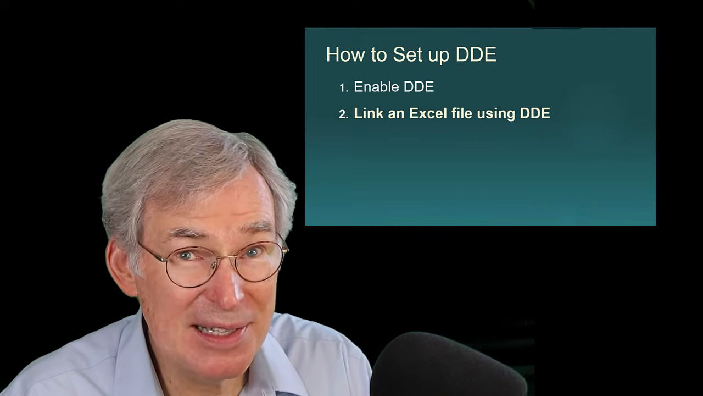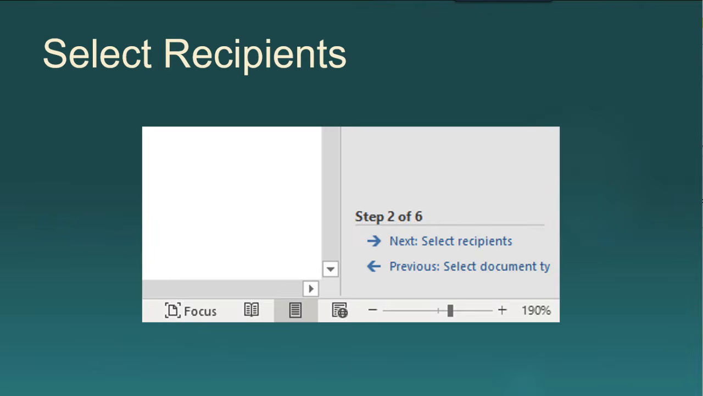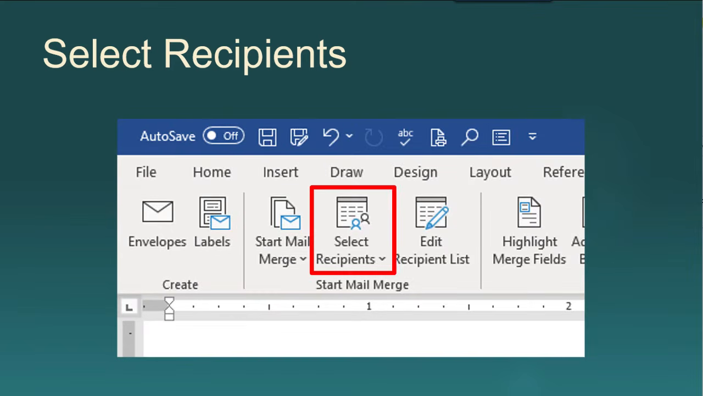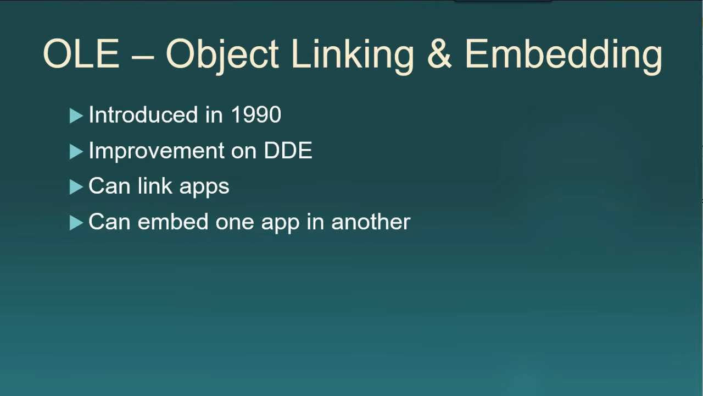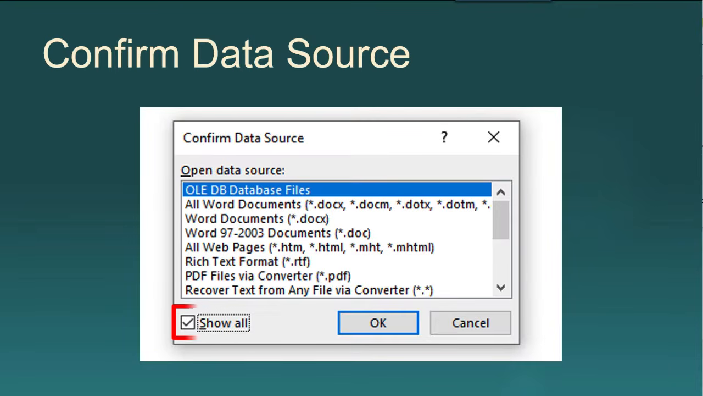Of course, there are 2 ways to select the data file. You can go to step 3 of Word's Mailmerge wizard, or you can simply click the Select Recipients button in the Mailings ribbon. Right after you choose your Excel data file, a dialog box appears called Confirm Data Source. The default type of link is OLE, which stands for Object Linking and Embedding, which is okay for most files, but not now. In the little dialog box, click the checkbox for Show All.